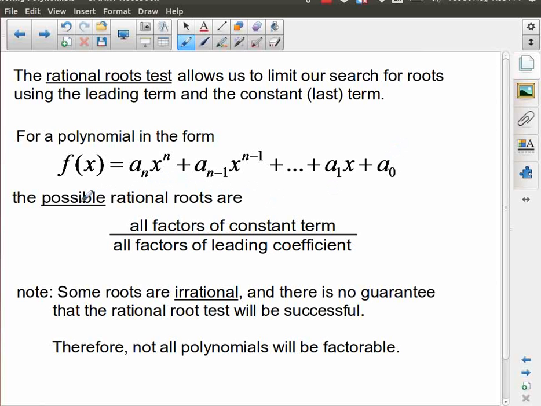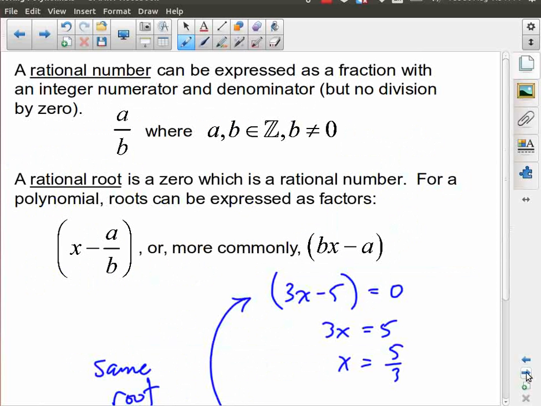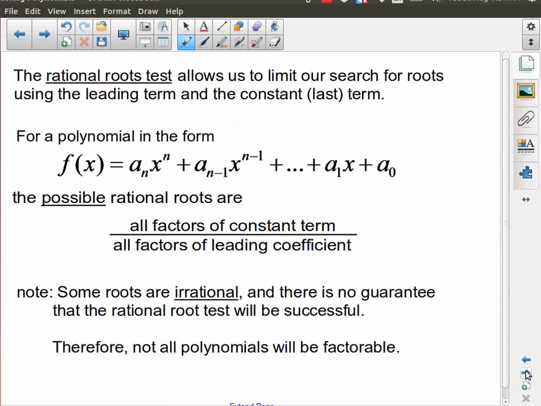the way that you figure out your possible rational roots. So you know how I said back here, I said we would just keep trying until we found something that worked. Well, we can reduce our possibilities by using the rational roots test. And we still may end up with a lot more possibilities than you want to deal with, but it's better than nothing. It's better than having an infinite number of possibilities.